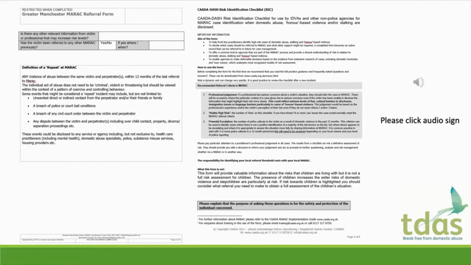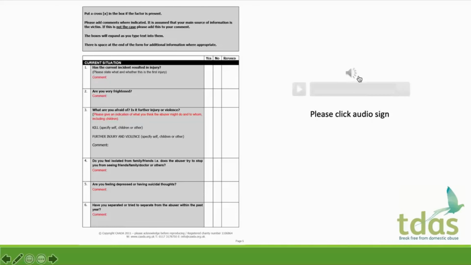Pages 3 and 4 give you more information about the definition for a repeat MARAC and the different threshold criteria for a referral to MARAC. You can read through these when completing the referral to refresh your memory if needed. We now go on to page 5, which starts the DASH risk assessment.